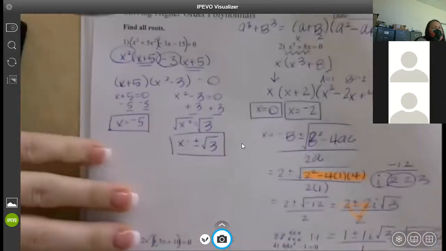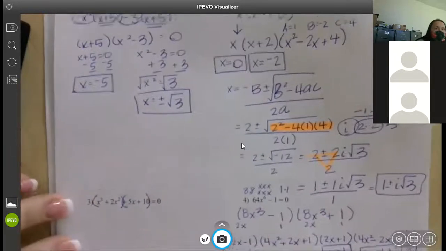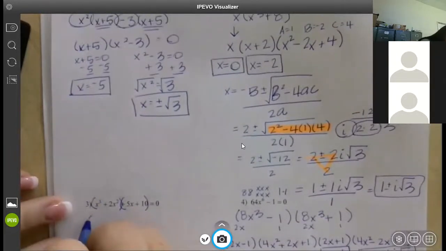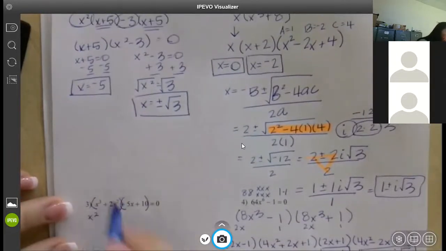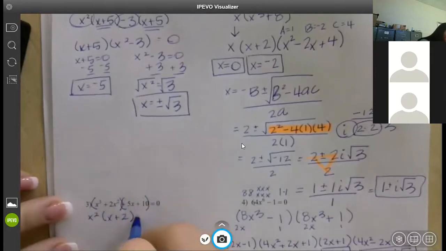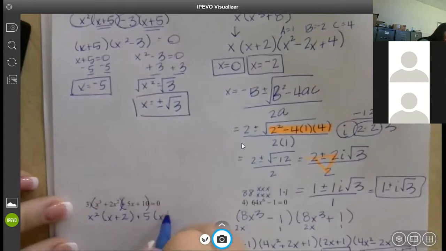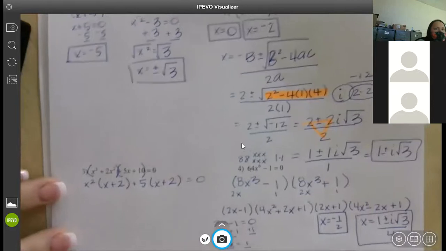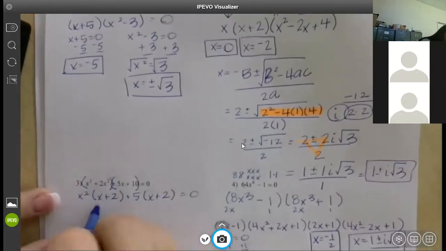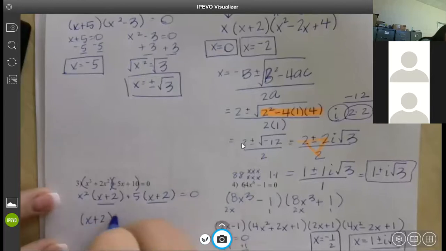Okay. Make this bigger so y'all can see both at the same time. I can take out x squared from this first one. They both have 2 x's. At least we have x plus 2. In the second one, I can take out a positive 5. And at least we have x plus 2. We have an x plus 2 in common, so that's our first factor. And we're left with x squared plus 5.